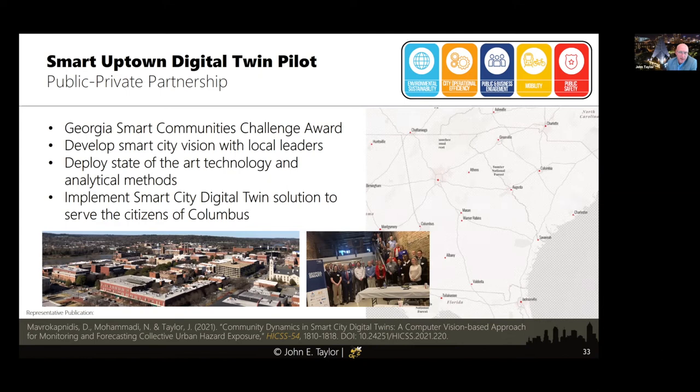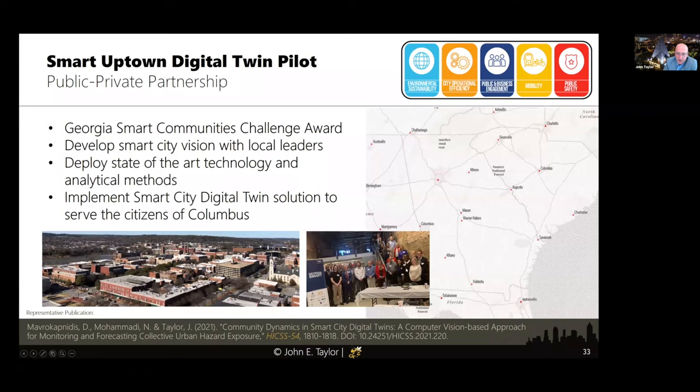The way those work, we did announce our intent to do something related to smart city digital twinning, but of course, how you apply that could be done in 100 different ways. And so the goal was to work with the local leaders to develop a vision for that area of the city to become smart.